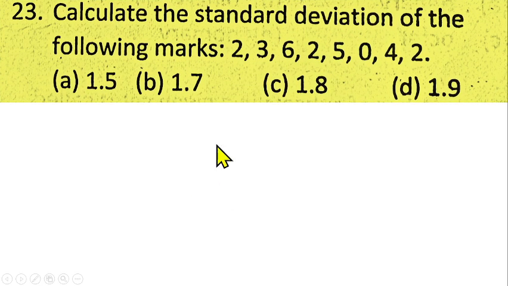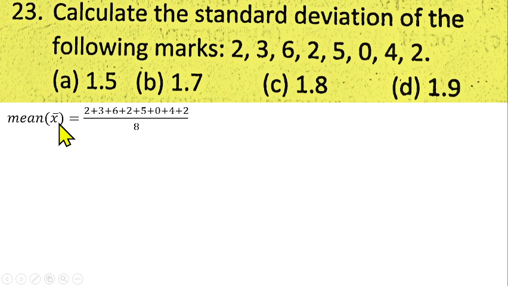Question number 23 is from statistics as well. We have to calculate the standard deviation of the following marks: 2, 3, 6, 2, 5, 0, 4, 2. So it's very simple as well. Before we find the standard deviation, we need to find the mean. So mean is x bar. How do you find the mean? You add the numbers together divided by the number of data we have there. So if you sum the numbers together, we have 24 over 8, that gives us 3. So the mean of the data is 3. From there now you can compute the standard deviation.